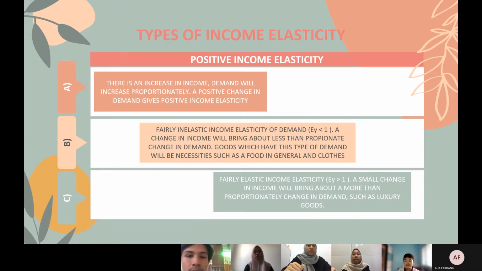The change in income will bring about a less than proportionate change in demand. Goods which have this type of demand will be necessities such as food in general and clothes. So the third part is fairly elastic income elasticity, EY more than 1. A small change in income will bring about a more than proportionate change in demand, such as luxury goods. So we're moving on to the next slide.